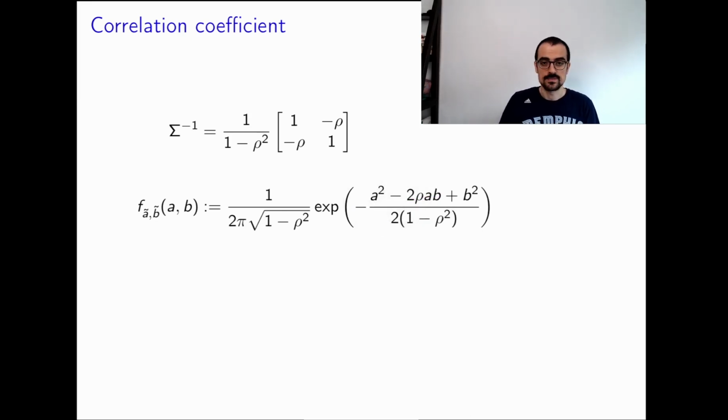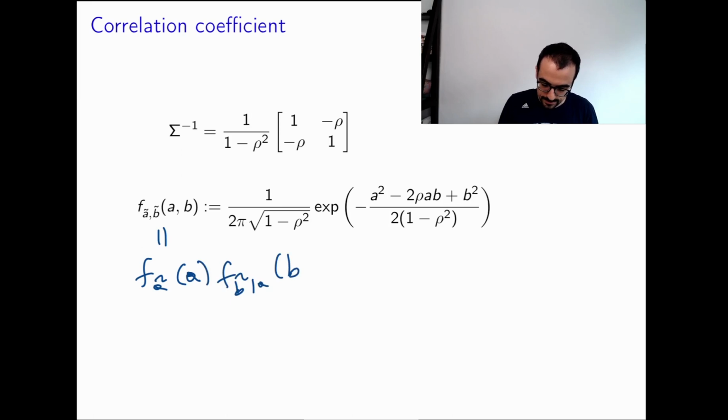Here, I'm going to give you a sneak preview of where we're going. I'm going to try to split this. I know that this has to be equal to f of A, the marginal, times the conditional by the chain rule. And what I realize here is that I'm almost there, right? Because I have this A.